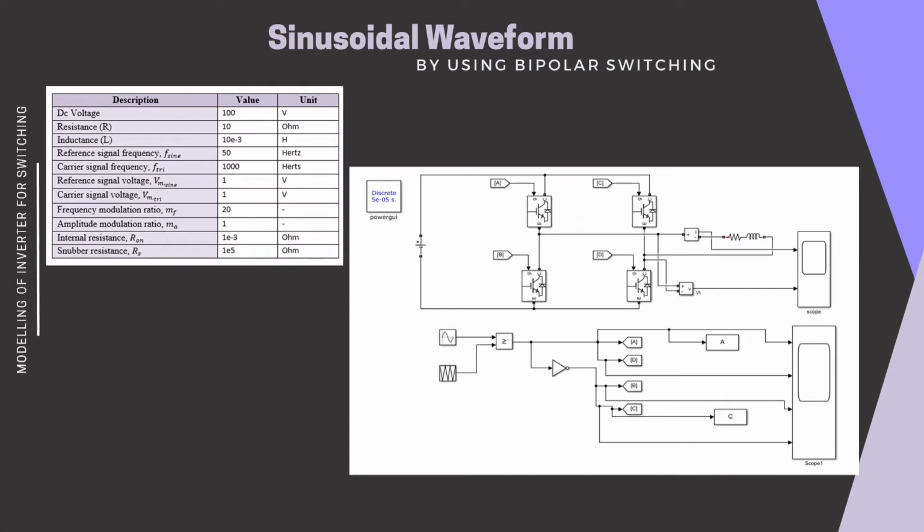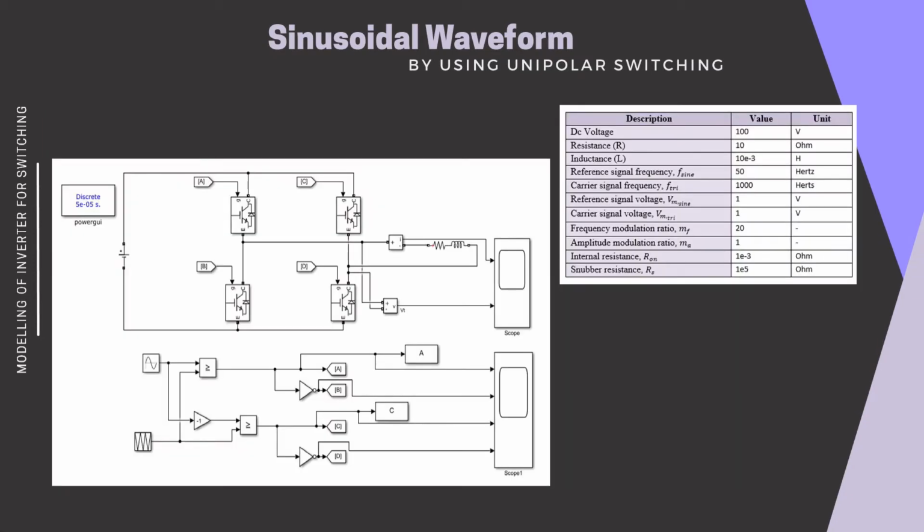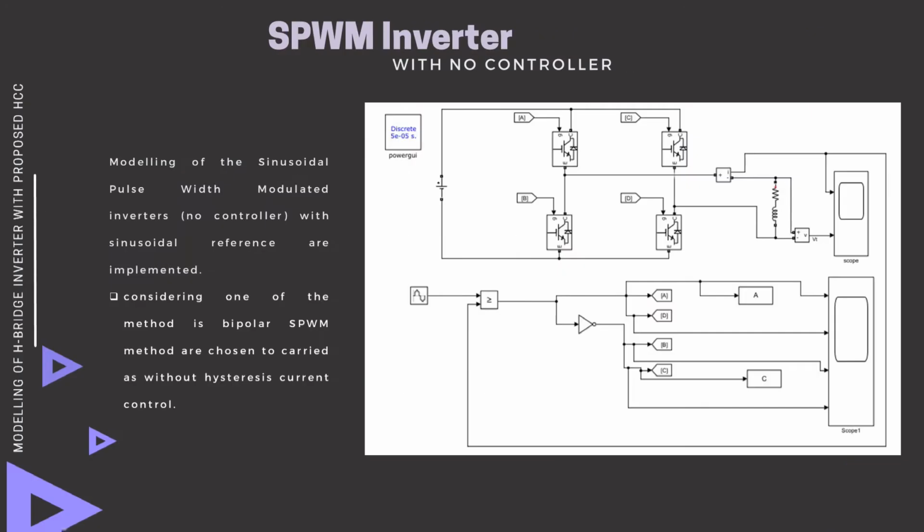Next, modeling circuit of sinusoidal waveform, which are bipolar and unipolar switching in Simulink. In sinusoidal waveform, the sine wave will be used, so the parameter to set up the circuit is the same as the square waveform. For the unipolar switching, the parameter used is the same as bipolar switching. Next, modeling of the sinusoidal path with modulated inverter with no controller with sinusoidal reference is implemented.